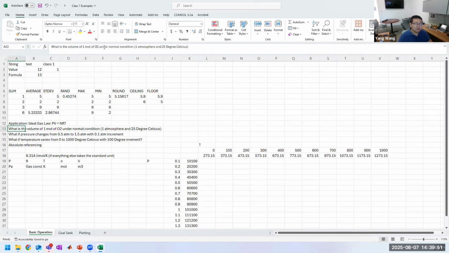Okay, so for example, here is one question. What is the volume of 1 mole of oxygen under normal condition, which is 1 atmosphere and 25 degrees Celsius? Okay, so if we start typing here, it's 1 atmosphere. We know that it's 1.01 multiplied by 10 to the 5th Pascal, right? So how do we write out 1.01 multiplied by 10 to the 5th, right?